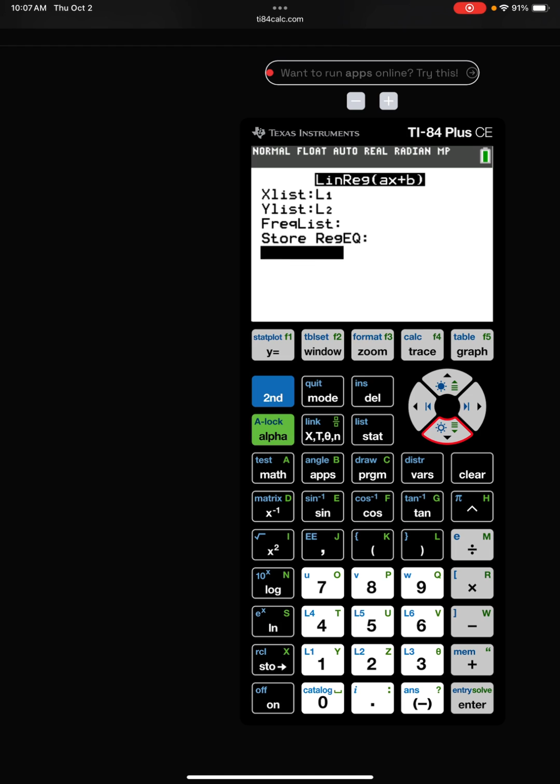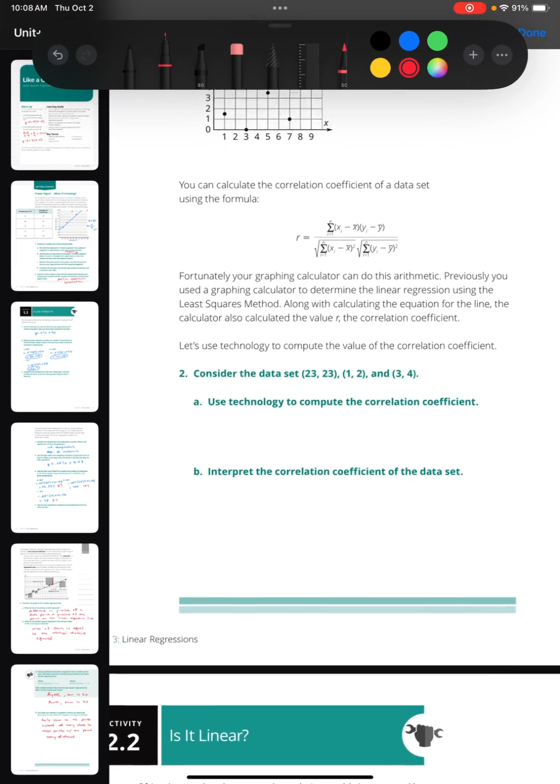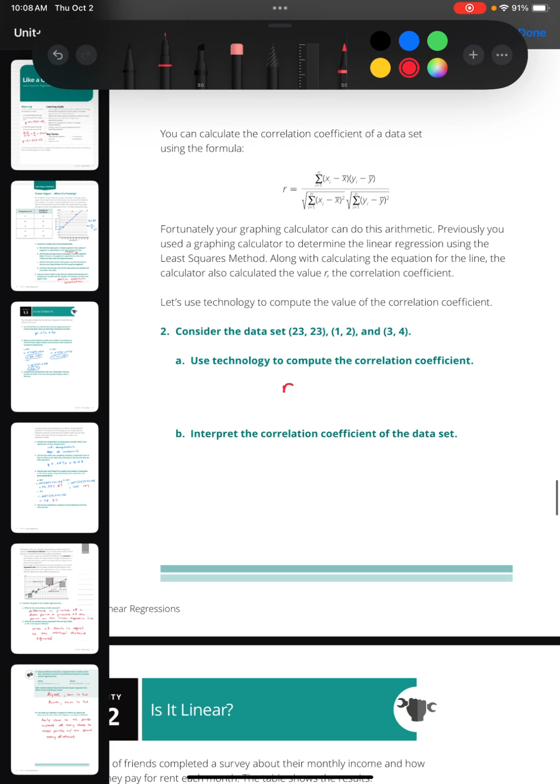And now when we calculate that, it's going to give us two new values there besides our a and our b. We got an r squared and an r. So we'll talk about r squared coming up here in a minute, but you see the r value is our correlation coefficient, 0.999. Very strong positive correlation, very close to 1. So that data set would have a correlation coefficient of 0.999. So that would be a very strong positive correlation coefficient.